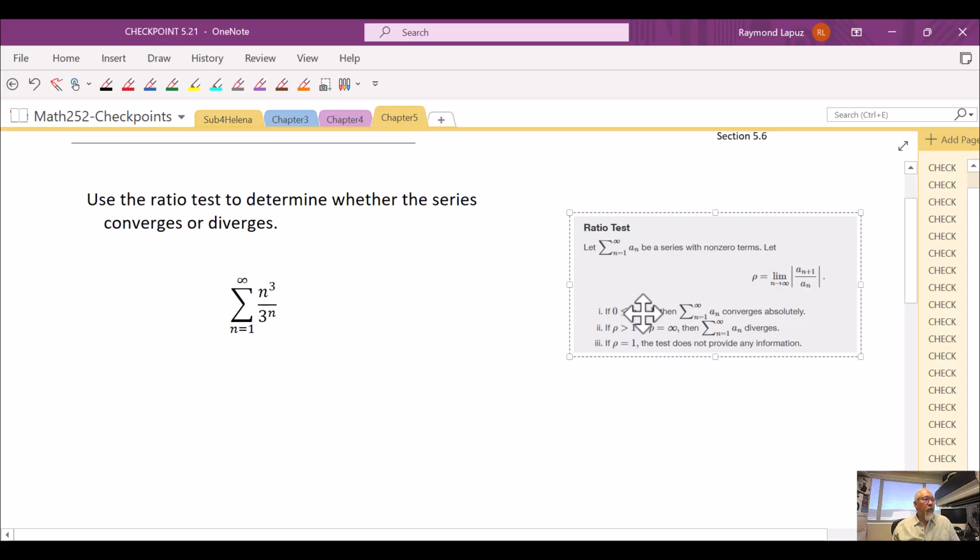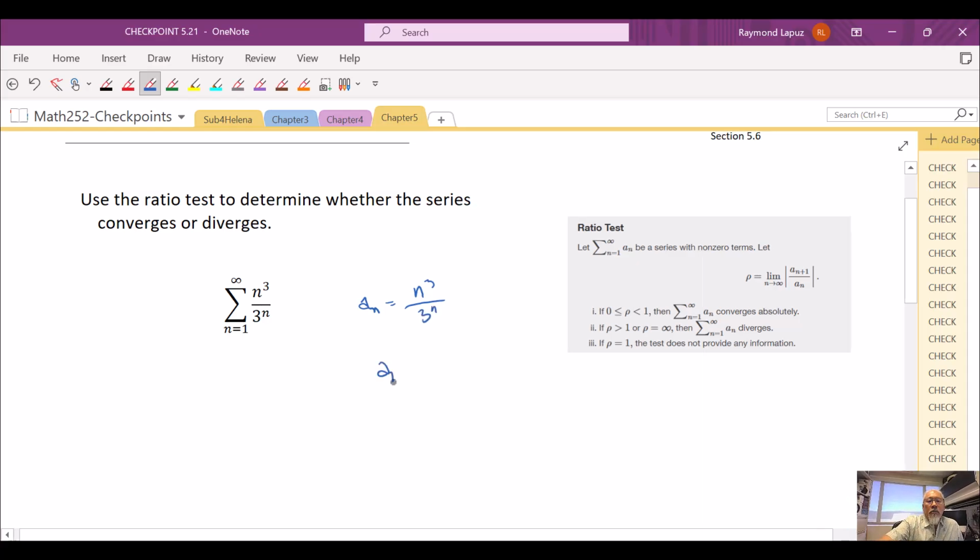Okay, so let's do the ratio test for this, and the ratio test tells us to take our n plus first term, a sub n. By the way, if it's not clear, it's going to be n cubed over 3 to the n. So the n plus first term, a sub n plus 1, will be the term where n gets replaced with n plus 1. So that's n plus 1 to the third power and 3 raised to the n plus 1 power.